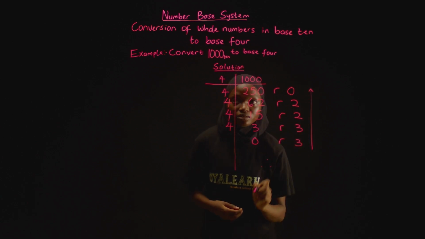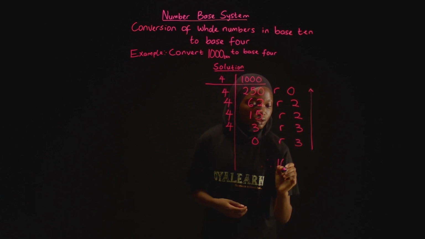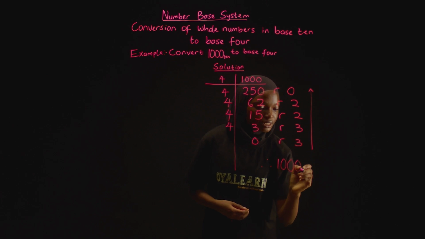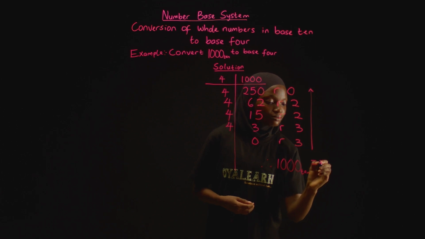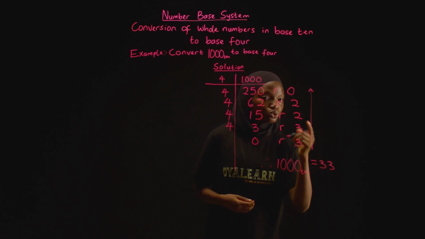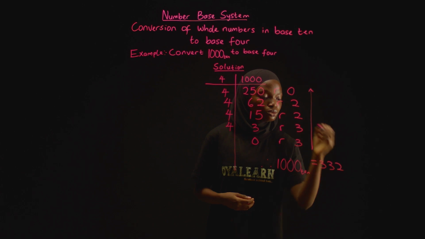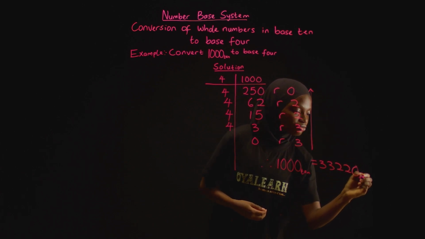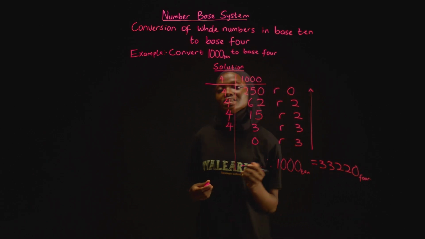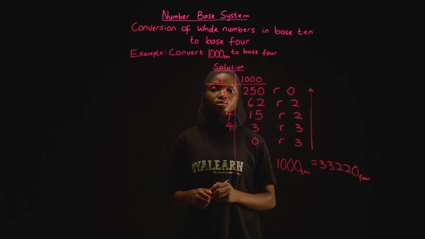So therefore, we have 1000 base 10 is the same thing as 3, 3, 2, 2, 0 base 4. And that's how to convert 1000 base 10 to base 4.